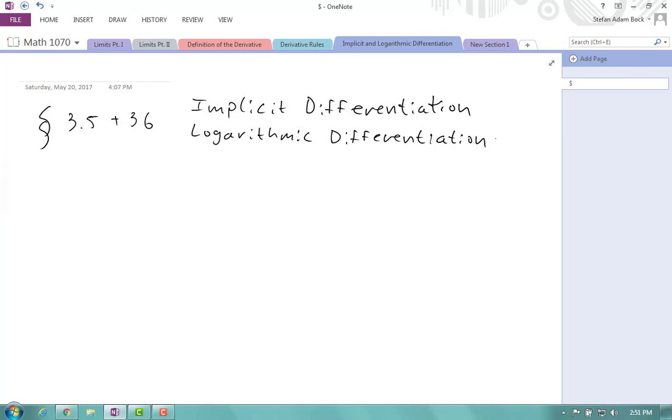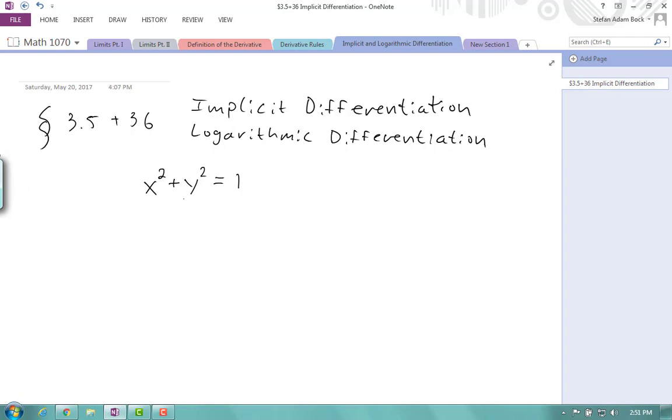Now, implicit differentiation is necessary for some functions which aren't technically functions at all. I may have a function where y is implicitly defined as one or more functions of x. So a standard simple example of this is just the unit circle. This is an implicit function involving x and y, and the reason it is implicit is because y cannot be given as an explicit function of x.